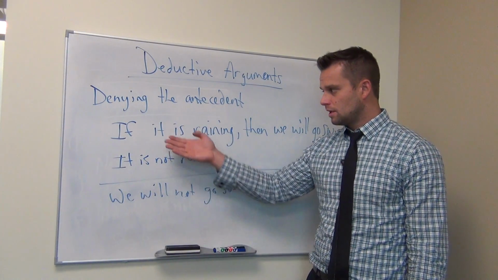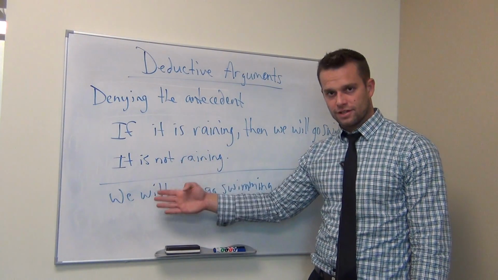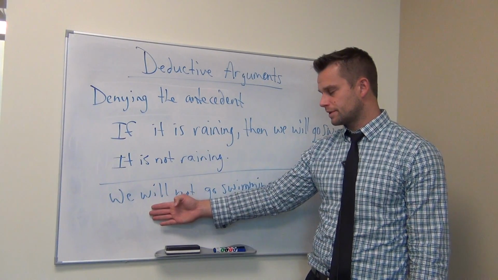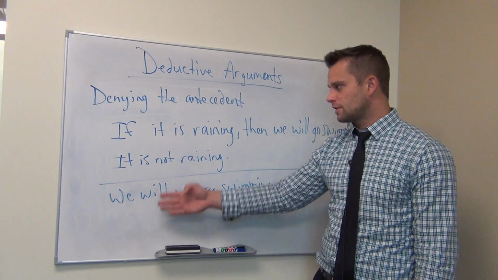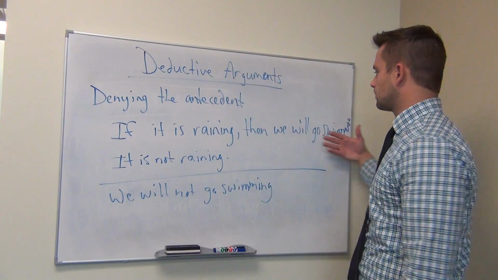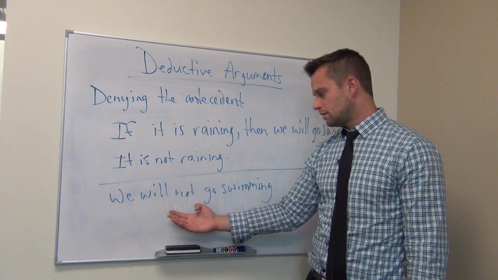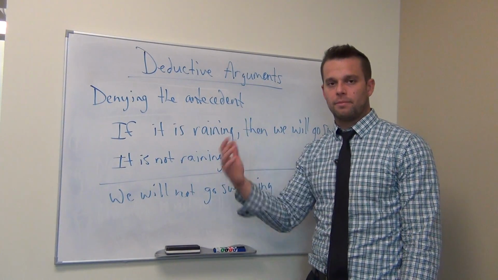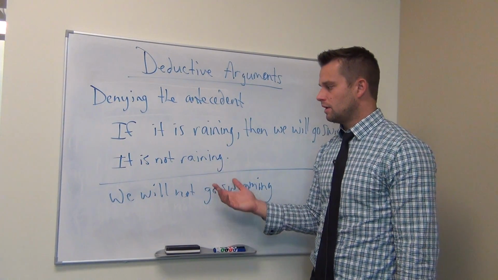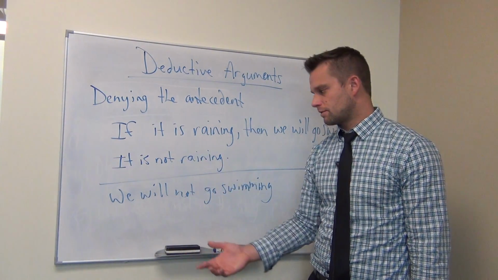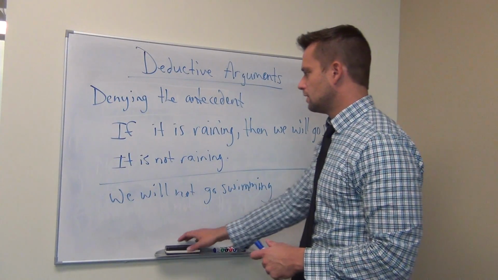Of necessity, true premises do not, in all instances, guarantee a true conclusion. Because, for example, here, if it is raining, then we will go swimming. It's not raining. It doesn't of necessity follow that you won't go swimming, right? You still might go swimming, even if it's not raining, for some other reason. But let's look at an example that makes it more clear.